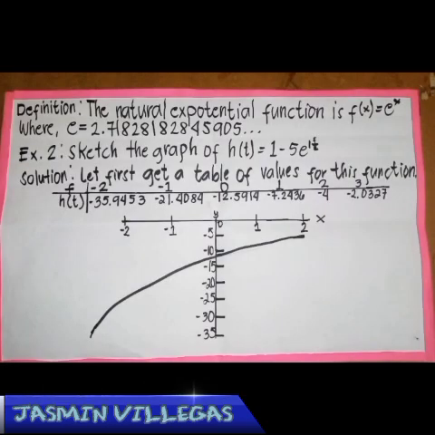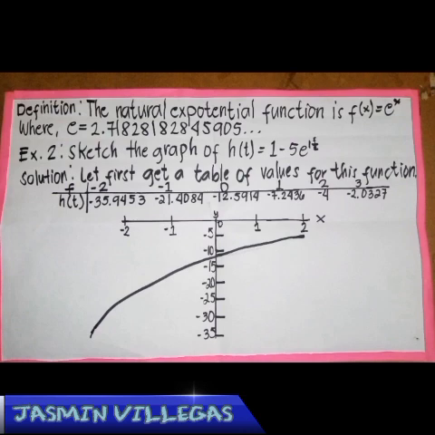Definition. The natural exponential function is f of x is equal to e raised to x, where e is equal to 2.718281828459045. Example number 2. Sketch h of t is equal to 1 minus 5 e raised to 1 and 1/2 t.